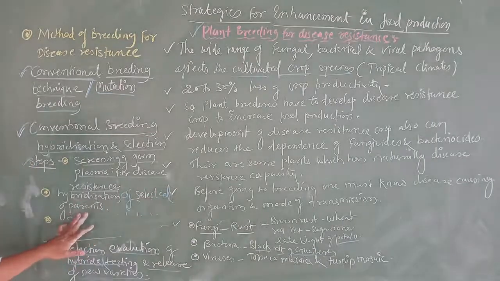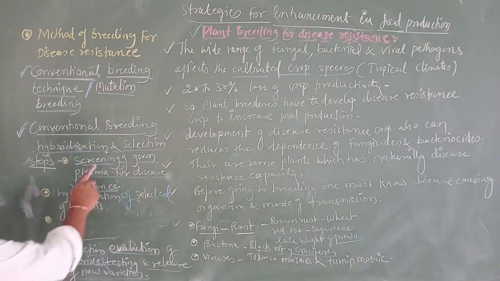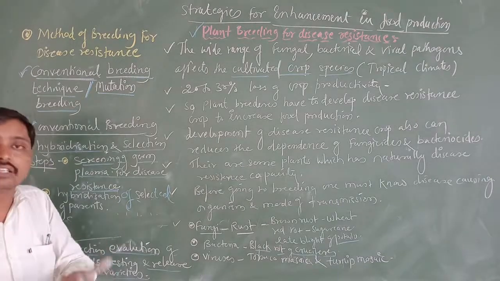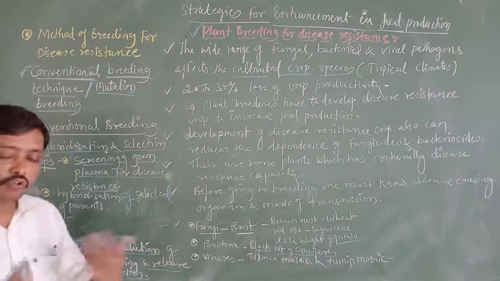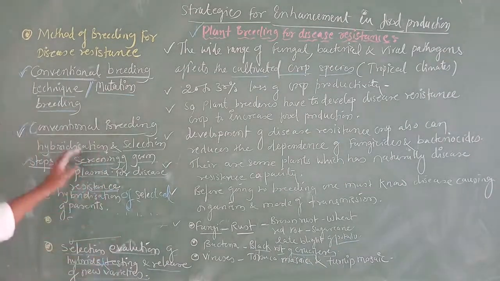Then you go for crossing or hybridization between the selected parents after the screening of germplasm. At last, from the new offspring you get, the desired resistant plants, you go for selection and evaluation of the hybrids, and testing and release of the new varieties. These are the steps involved in a conventional breeding technique.